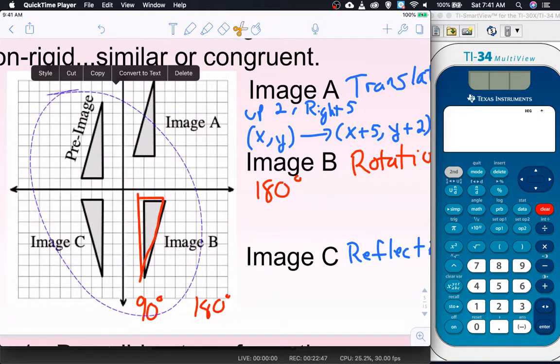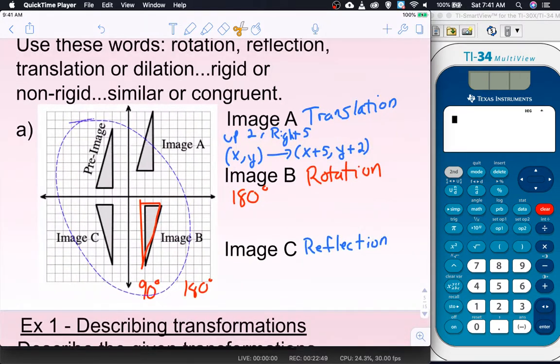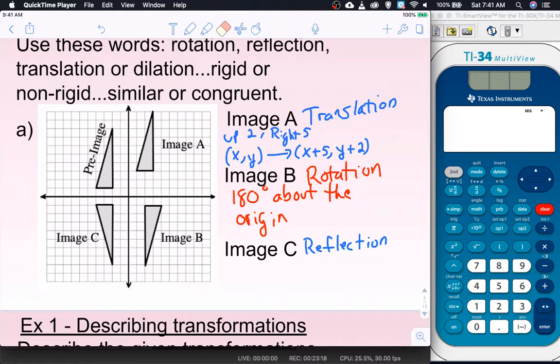That is what happened. So our rotation was a rotation of 180 degrees about the origin. Now we have an awesome answer. I have how much it rotated. We didn't really need the direction of rotation, clockwise or counterclockwise, but we also have where the center of rotation was. All right, reflection. This one's a bit quicker.